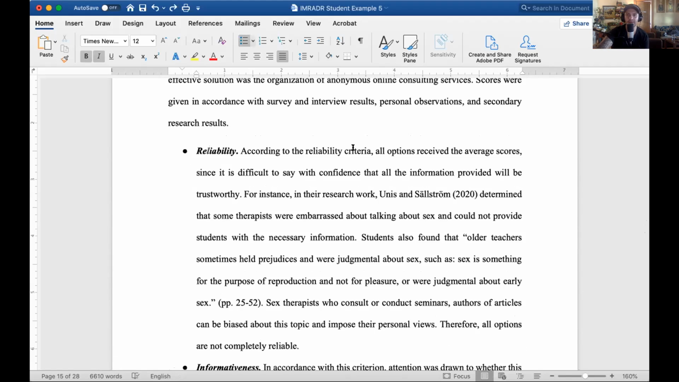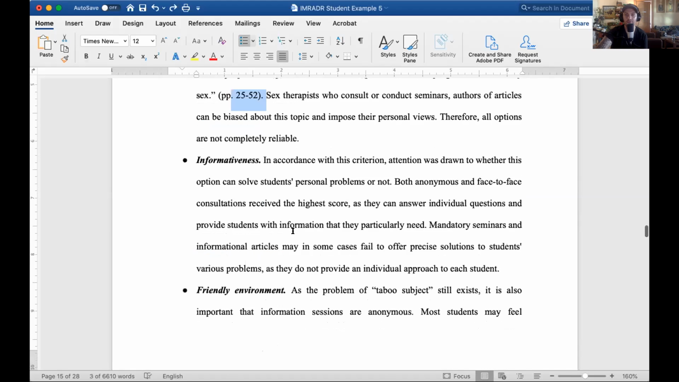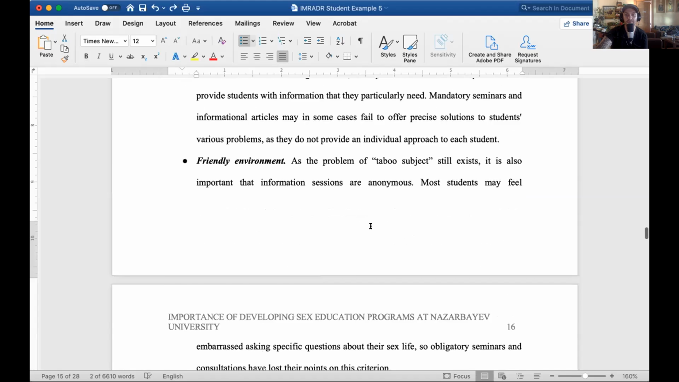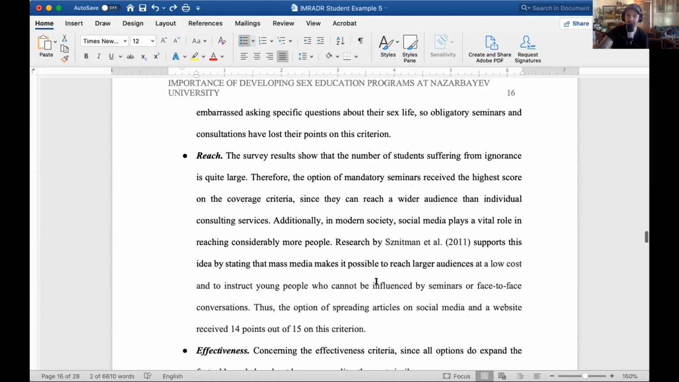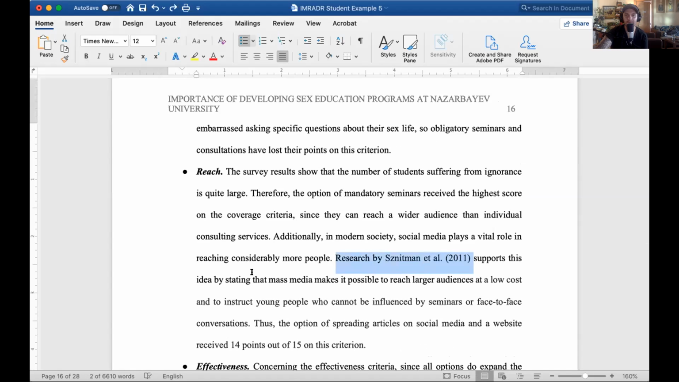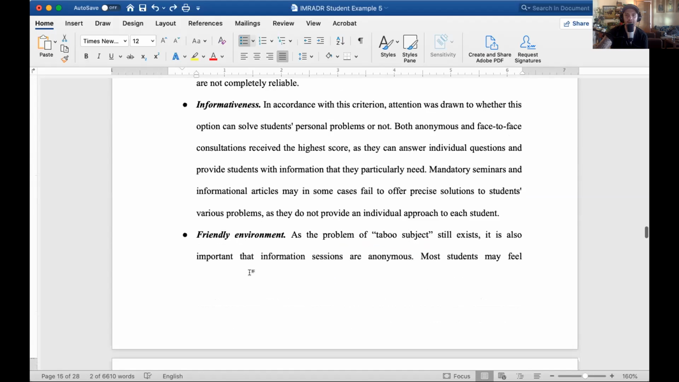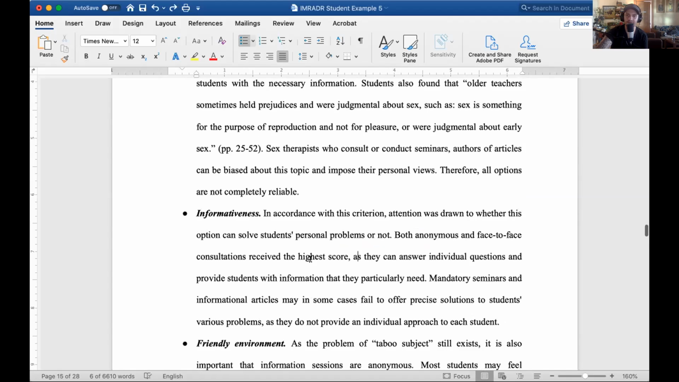So, right here, they say all options received average scores. And so they're generalizing the information, right? They're citing sources here, citing sources. That's quite important, actually. It's as important as the method section, if not more important, to cite your sources here to really show that your analysis involves the secondary research and not just primary research and not just your own ideas or arguments, okay?